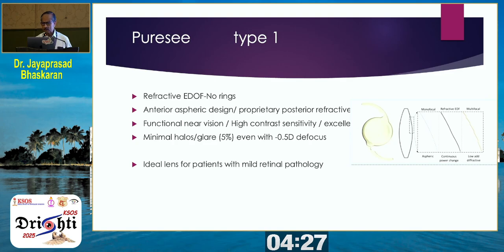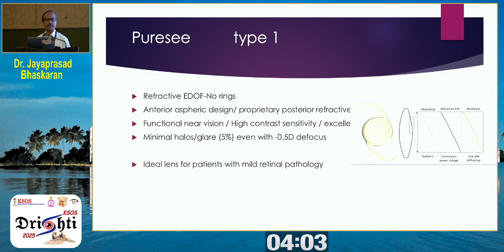Let us look at Pure C. This is supposed to be the type 1 of this. It's a refractive EDOF lens with no rings. The anterior surface is an aspheric design, and the posterior surface they will keep it a secret. But basically the radii of curvature of the anterior and the posterior surface are different, like your natural crystalline lens, and they tweak it a bit so as to get better intermediate vision.